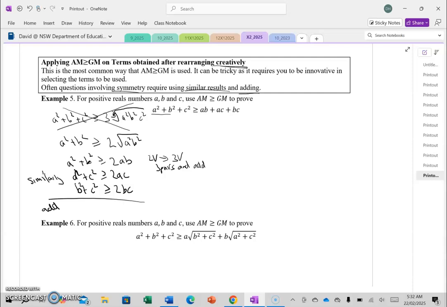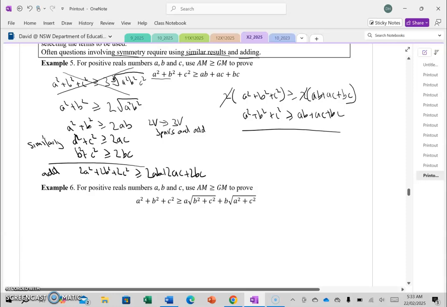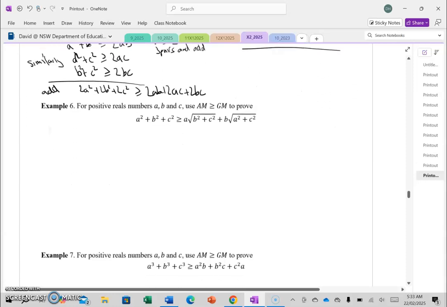and then when you add, we get 2a squared plus 2b squared plus 2c squared greater than or equal to 2ab plus 2ac plus 2bc, and then you can just divide by 2. Okay, take out a common factor of 2. And we get the result. Okay. That was a relatively simple one. Let's have a look at some more that are a little bit trickier.